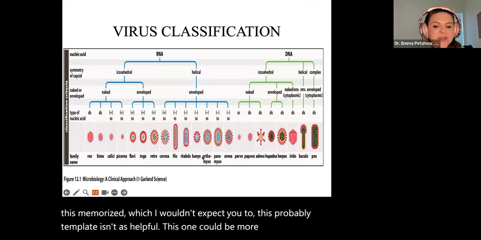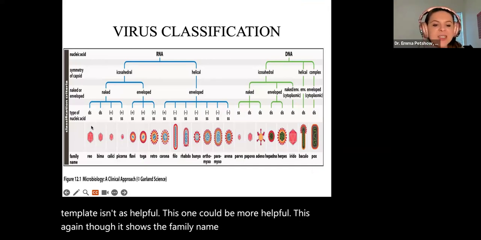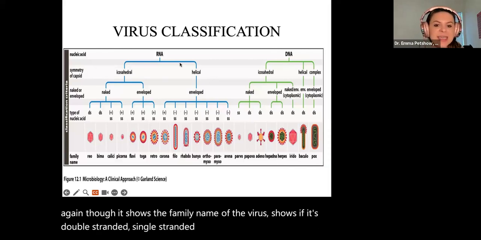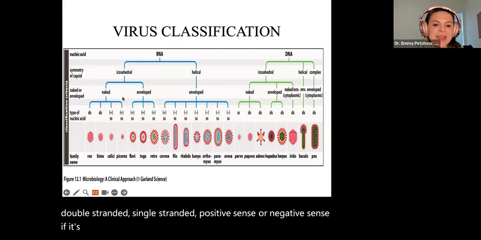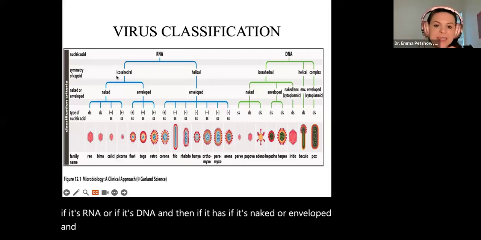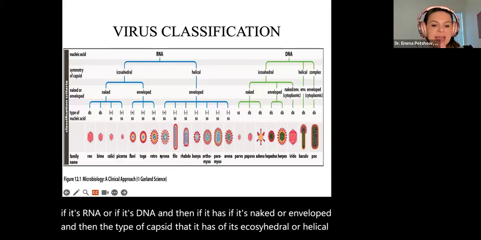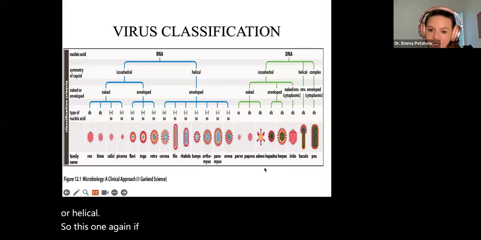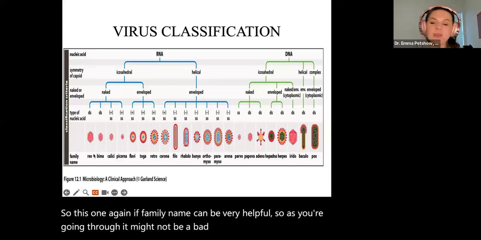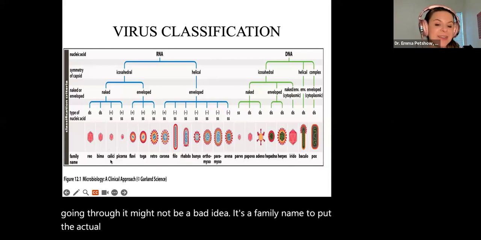Again, it shows the family name of the virus, shows if it's double-stranded, single-stranded, positive sense, or negative sense, if it's RNA or DNA, and if it's naked or enveloped, and then the type of capsid it has, if it's icosahedral or helical. So this one, if you know the family name, can be very helpful. As you're going through, it might not be a bad idea instead of family name to put the actual virus name and disease in these categories below as a study tool.